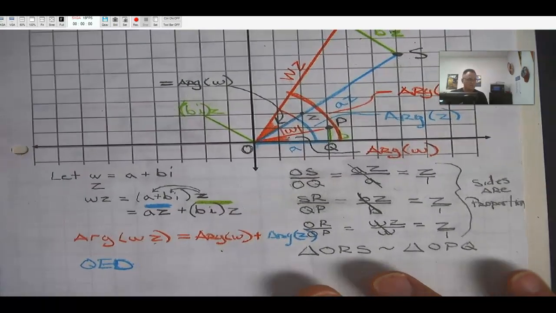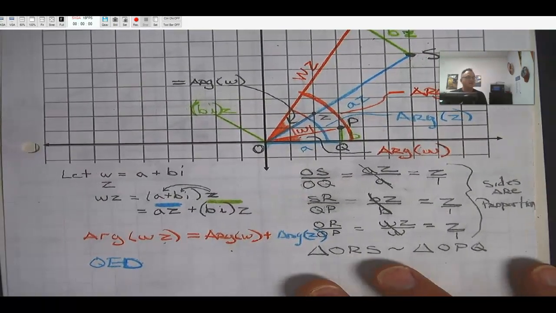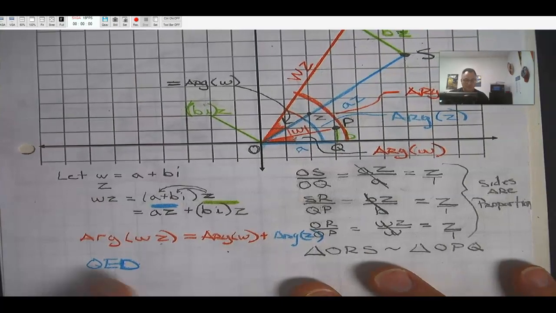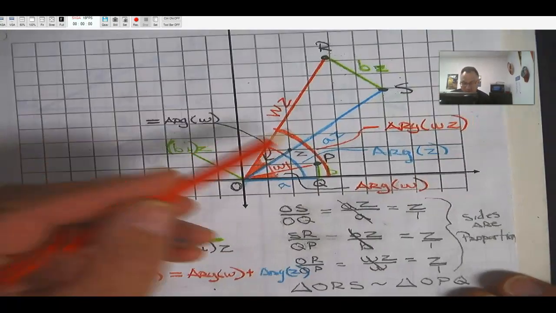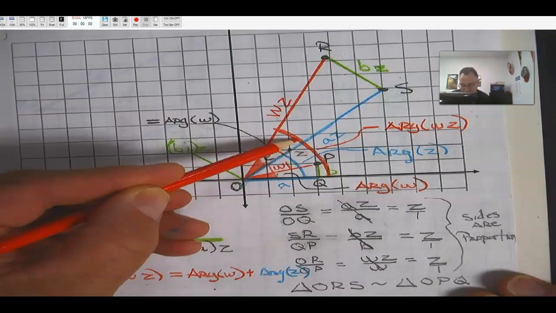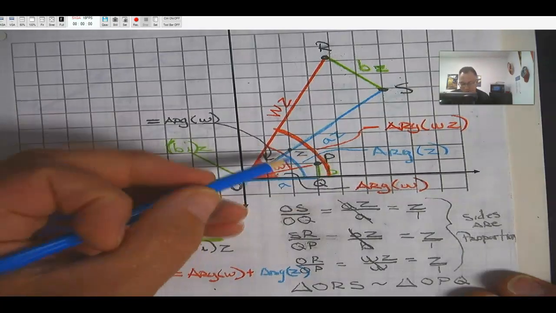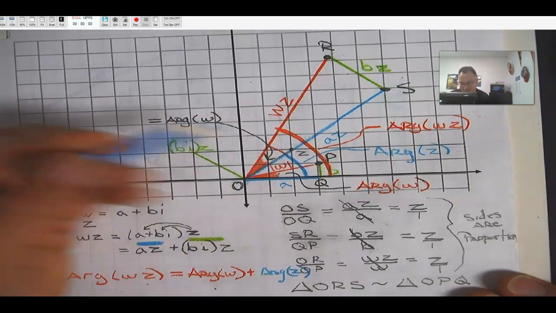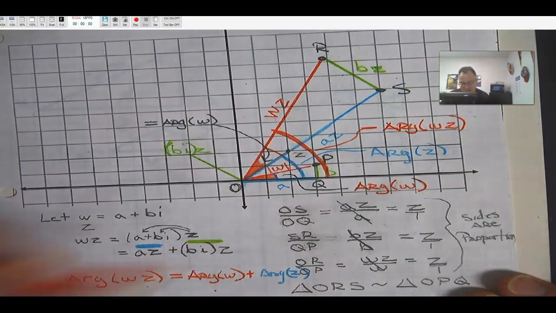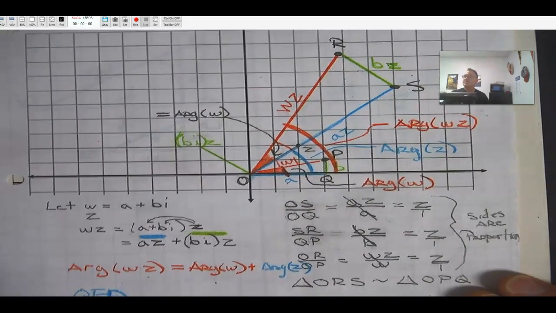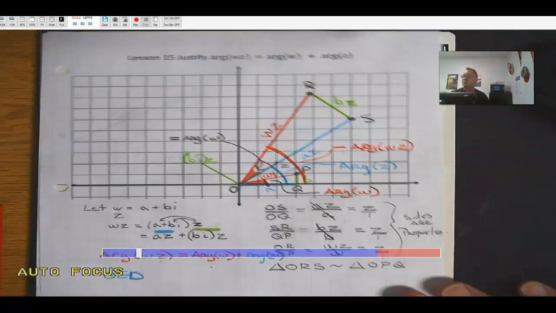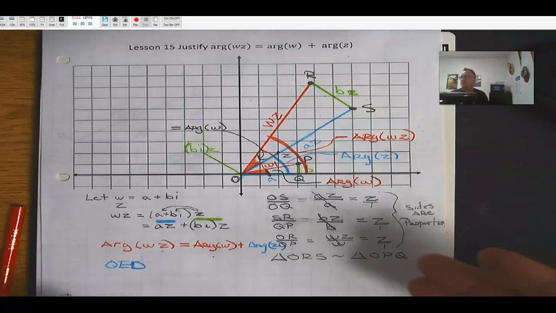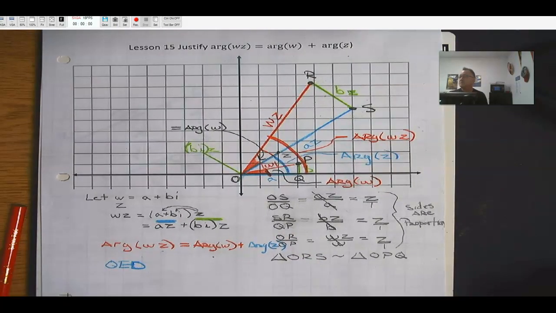It's the Latin, I have to look up what the Latin saying is, but it translates into it has been shown. So we just established that this angle right here, this argument, is equal to this argument plus this argument. And that's a proof. Okay, now you don't do too many of those in high school, but that's what's called a proof right there. You're showing why something is always true.